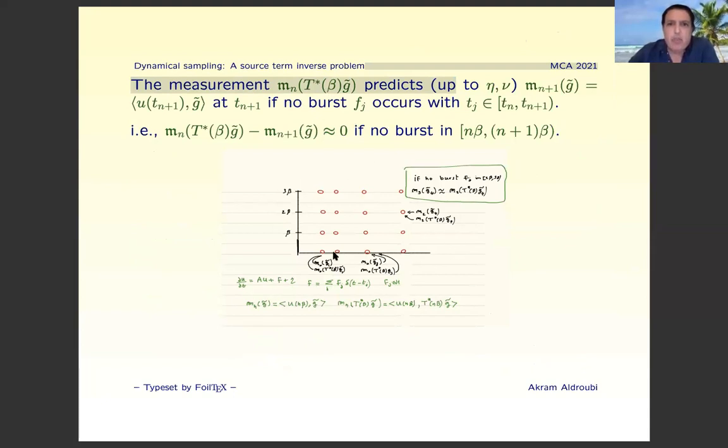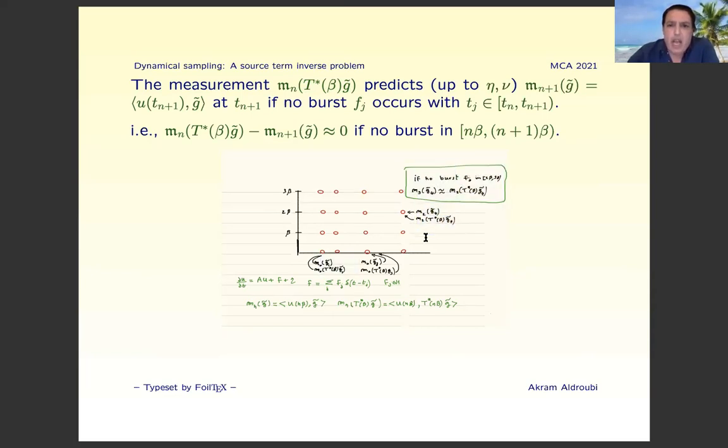So this picture tells you a little bit what I'm doing. Why did I produce these measurements right here with the T star beta of G? Here is a picture that explains the idea. Suppose at time 2 beta, I'm going to make two measurements: M2 of G tilde at position 4, and M2 of T star beta G tilde, which is again at time 2 at position 4, but with T star beta G tilde. So I make these two measurements. That's why I constructed this big set.